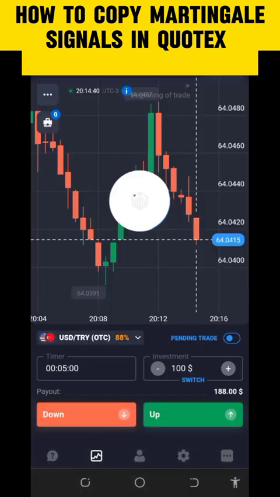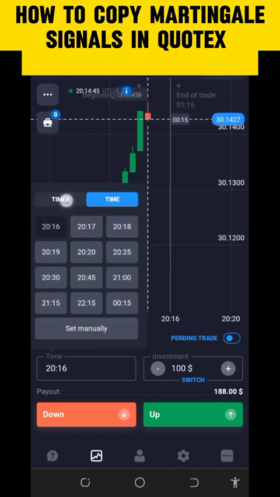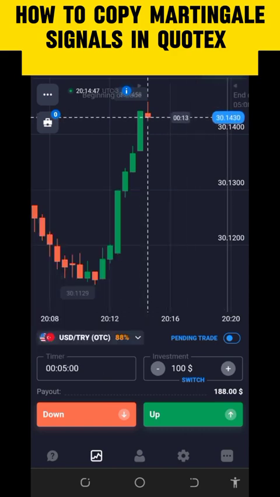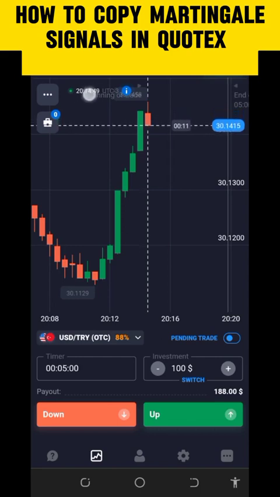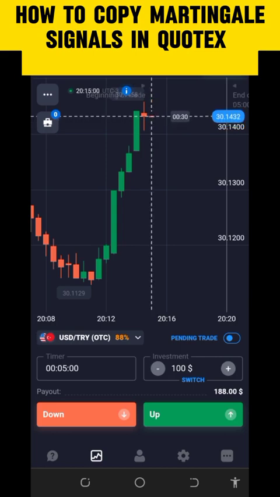So instead of going to the time and doing all of that, I'm going to select timer, and put it at 5 minutes. So at exactly, look at the time at the top here, at exactly 2015, I'm going to click up. That's it.